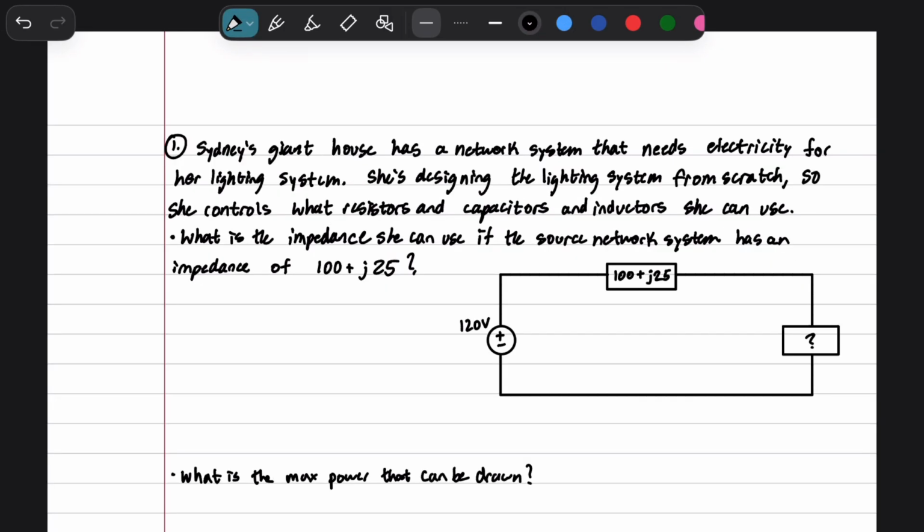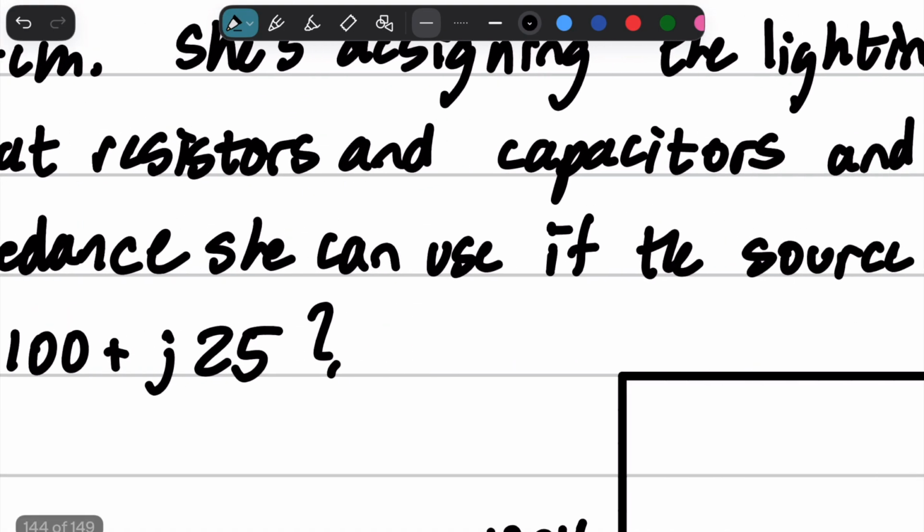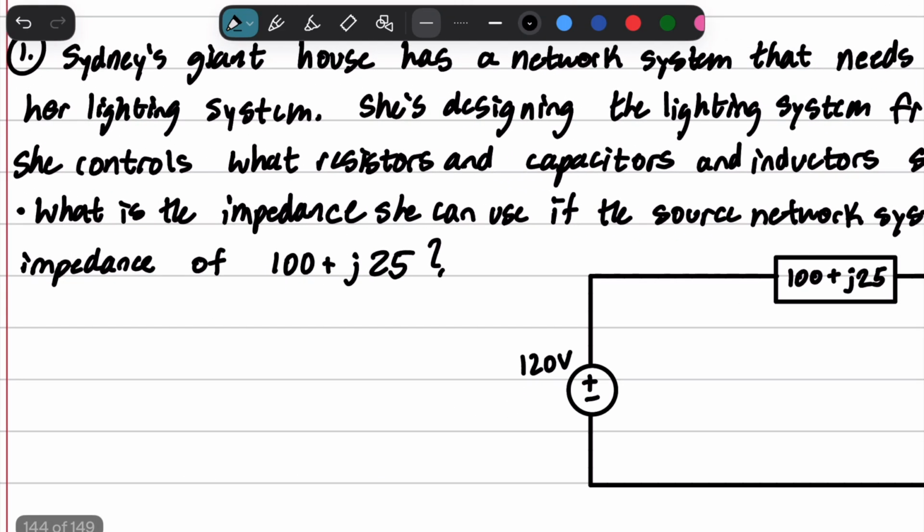Okay, let's take a look at our first problem. Right now we have Sydney here, and Sydney is actually my little sister, and she's going to be our electrical engineer in this problem. Sydney's giant house has a network system that needs electricity for her lighting system. She's designing the lighting system from scratch, so she controls what resistors and capacitors and inductors she can use. What is the impedance she can use if the source network system has an impedance of 100 plus j25?